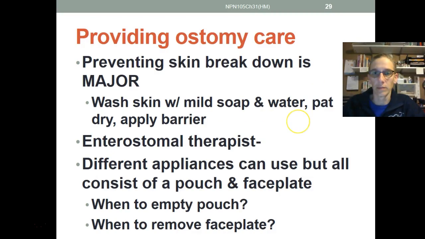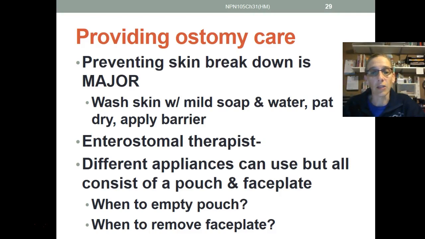That's normal. Okay. Providing ostomy care, we need to prevent skin breakdown, which is a major concern with these patients. We're going to wash the skin with mild soap and water, pat it dry, and apply a barrier. There are places that are lucky enough to have an ostomy therapist. This is a nurse certified in caring for ostomies and related issues.